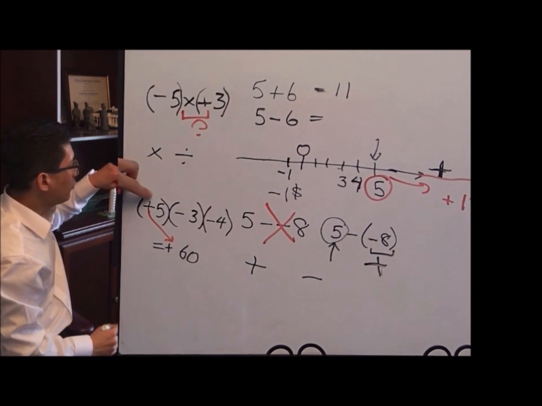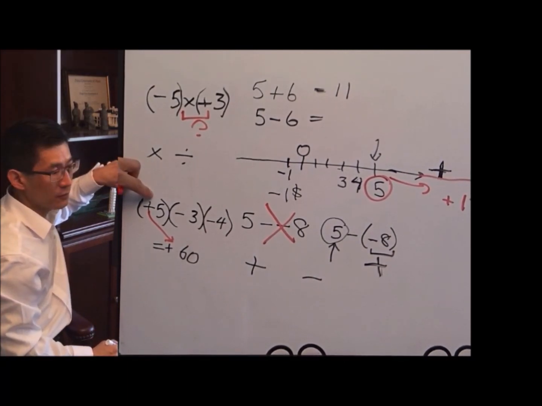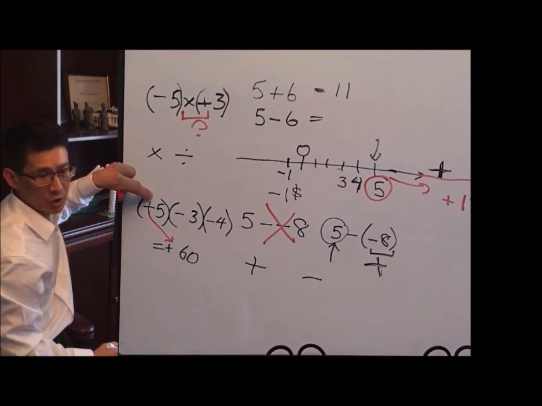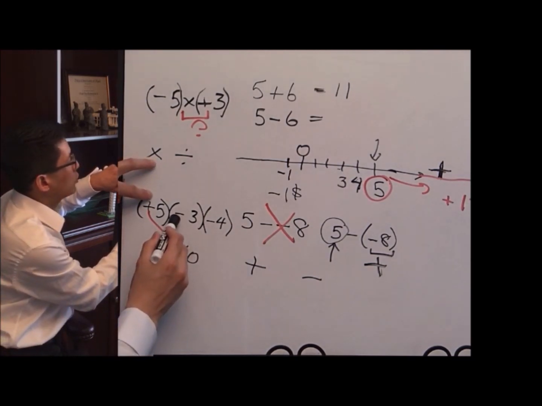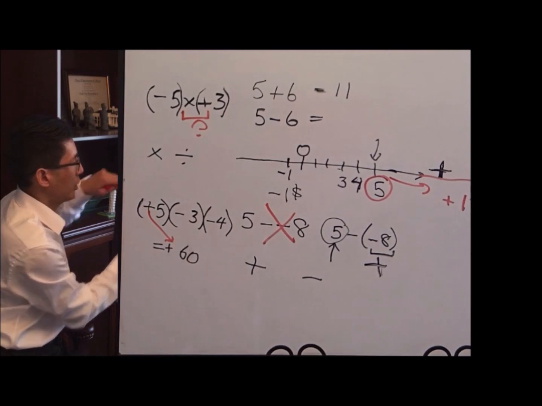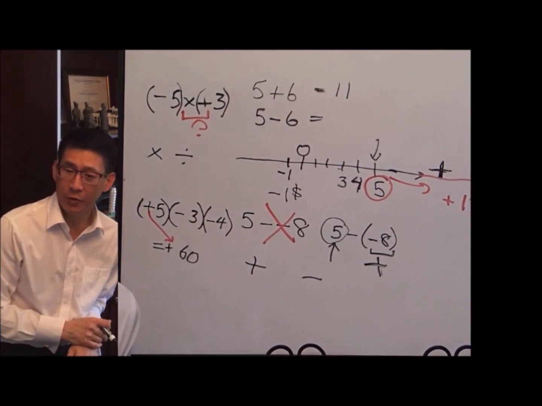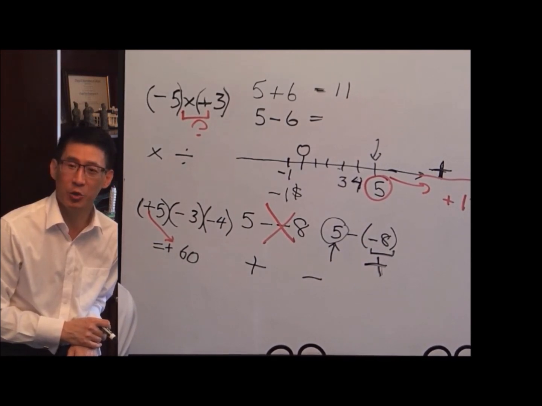So, whatever our first sign is, if it hits a positive sign, when we're doing multiplication and division, it doesn't change. If it hits a negative sign when we're doing multiplication and division, it changes. That's about as simple as I can make it. If you have questions, feel free to stay tuned for the next video.